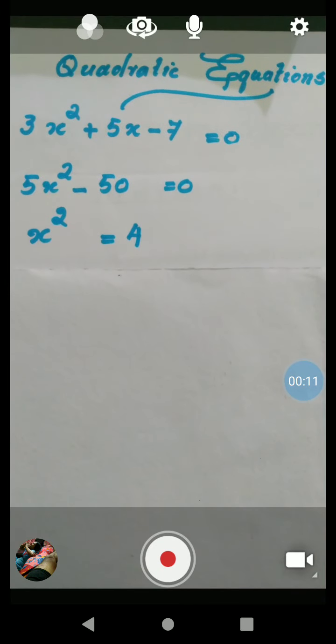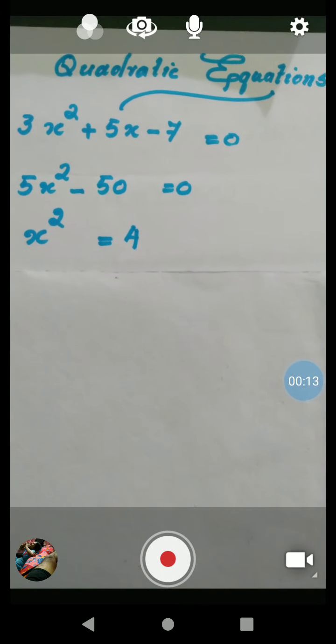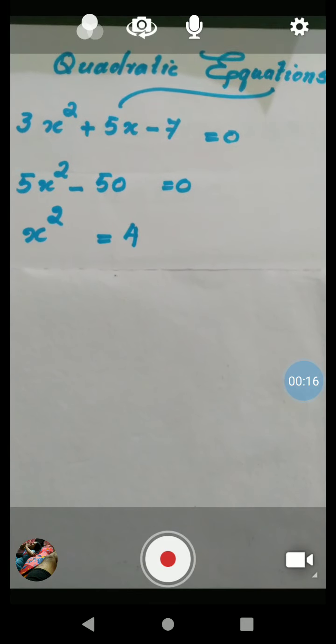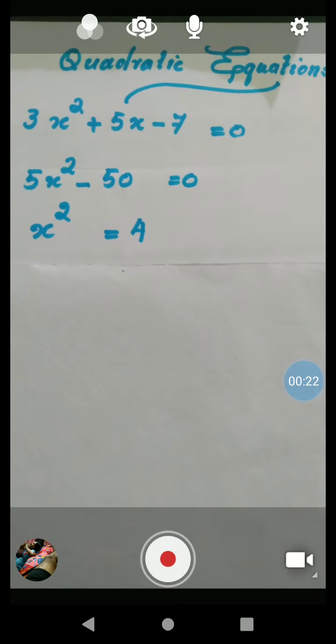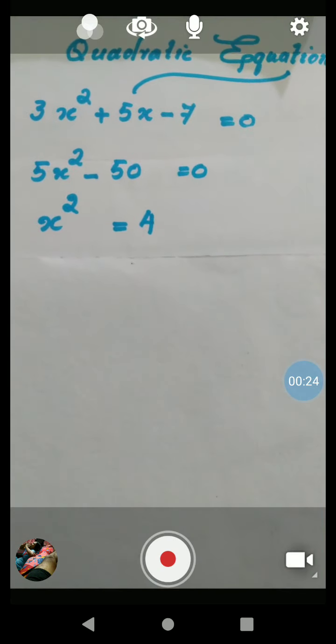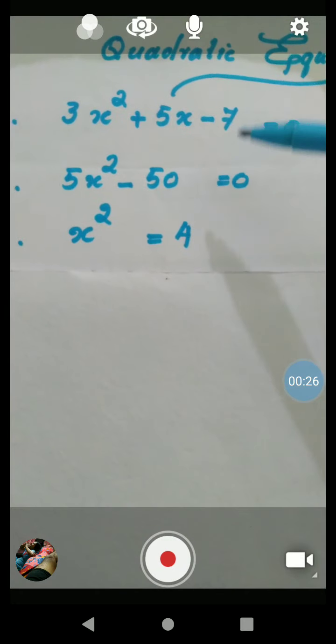We are going to learn about quadratic equations. That is chapter 5, quadratic equations. Okay. What is a quadratic equation? Here you can see some examples.